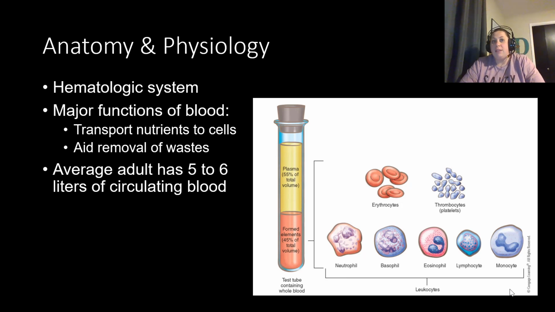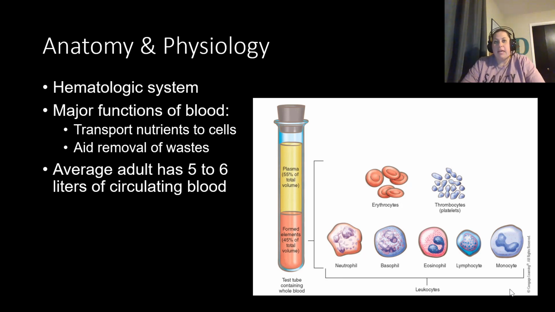This includes your red blood cells, known as your erythrocytes. We also have the platelets, known as thrombocytes. We have the neutrophils, basophils, eosinophils, lymphocytes, and monocytes. These are all white blood cells, which are known as leukocytes.